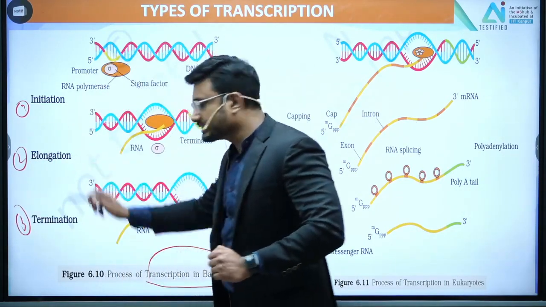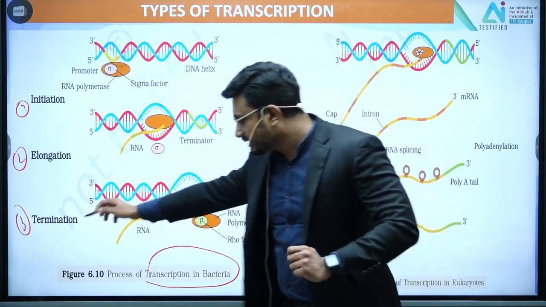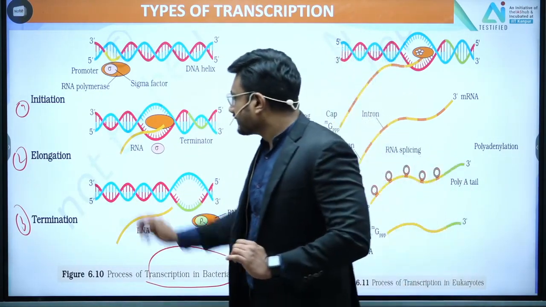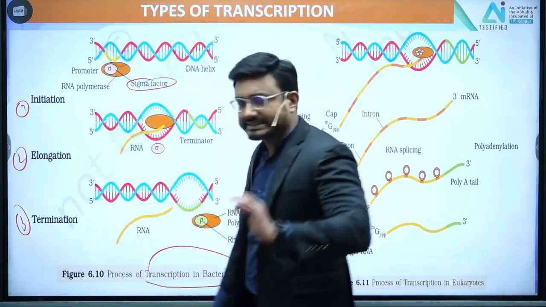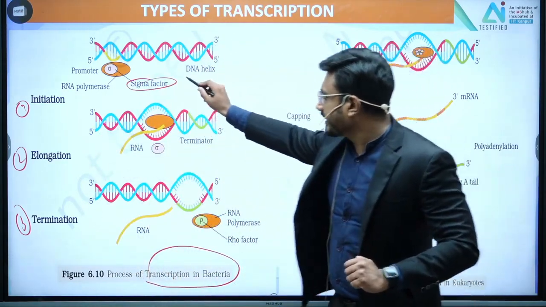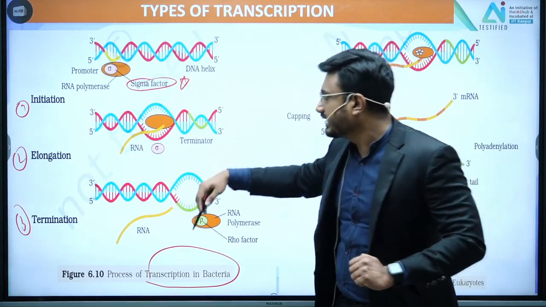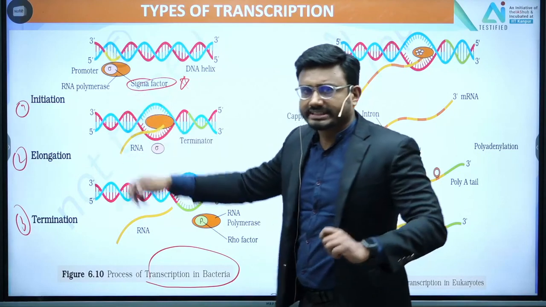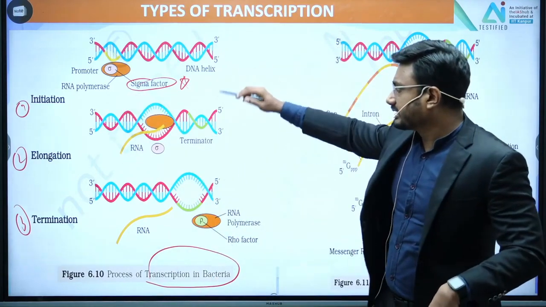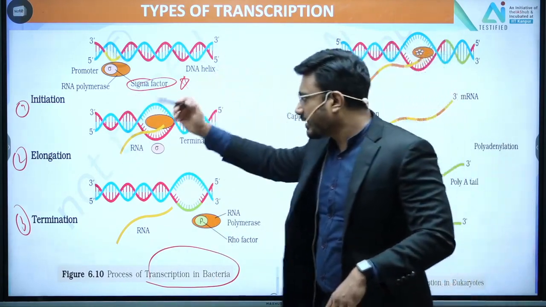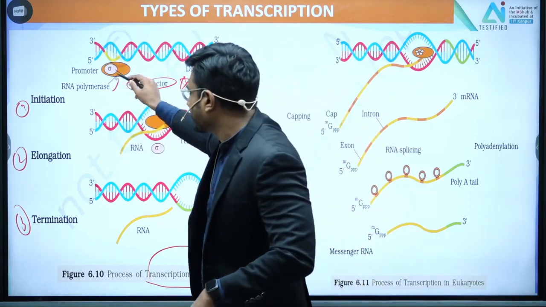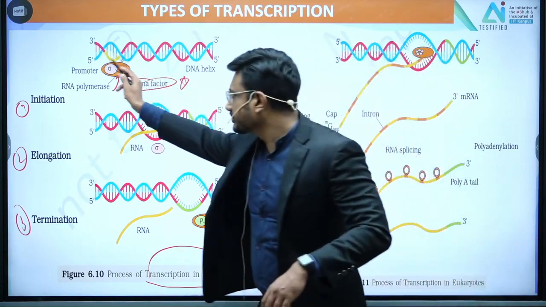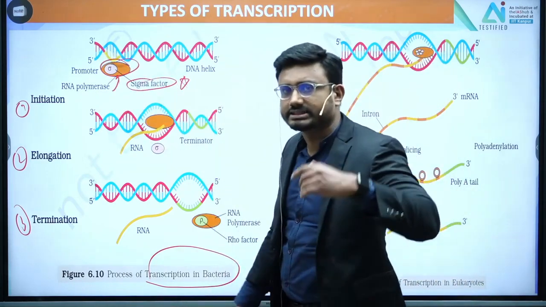First one, it is the initiation. Second one, it is the elongation. The third one, it is the termination. First of all, in the initiation, the sigma factor, which is very important, binds to the promoter sequences in the strands of the DNA. Then the RNA polymerase also binds to this, and a complex is formed. Here we can see that a complex is being formed.